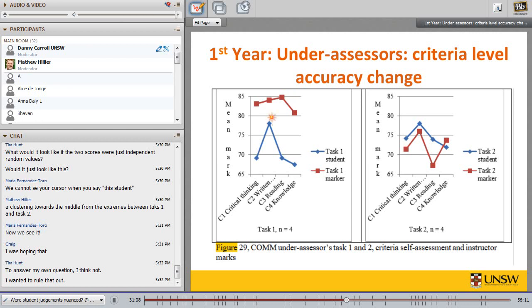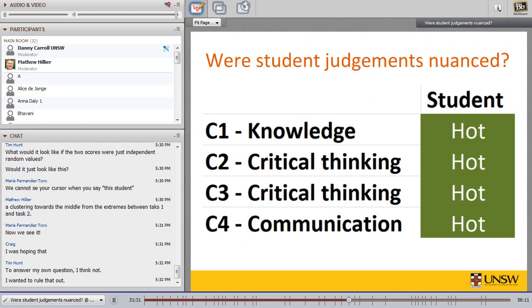So in task 1, these under-assessors got feedback from the academics and they could see a gap between their prediction and what they got. In task 2, and there's only 4 students, but it worked out pretty much the same if we look at larger samples, not only were they much more aligned, but they tended to moderate some of their high marking on particular criteria.